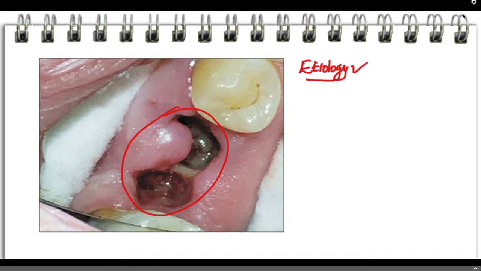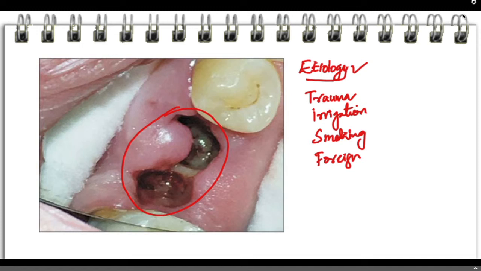So we have done with the etiology. Etiologies: one is excessive trauma, no proper irrigation. You have done more trauma, no proper irrigation when you're doing extraction. The patient has a habit of smoking or usage of tobacco, or any foreign body being inserted into the socket, and hormones, which can be oral contraceptives, or it can be advanced days. Any of these can be a basic etiology or a background history from the patient.